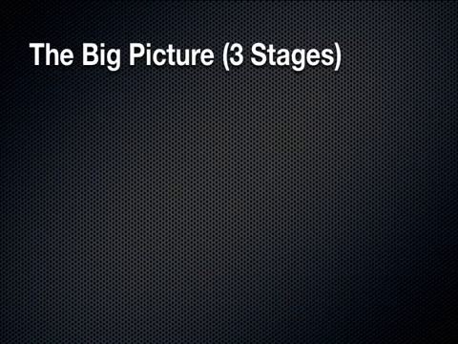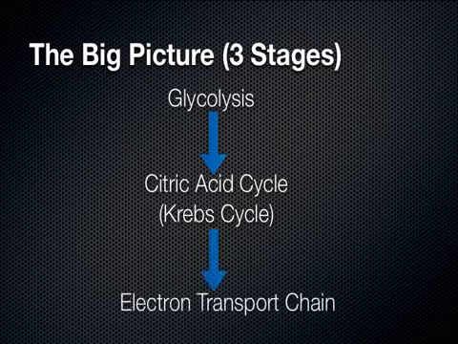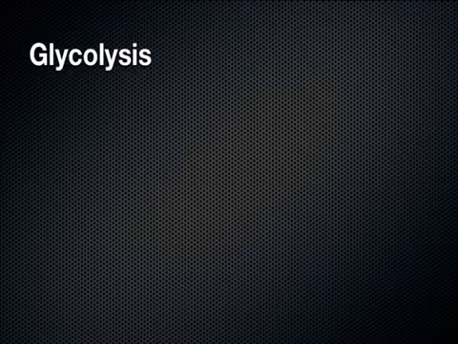All right, so the big picture. First, we're starting with glycolysis. The products from glycolysis then go to the citric acid cycle, or the Krebs cycle. And some of the products from those go to the electron transport chain, or the ETC. All right? Let's break it down one step at a time.